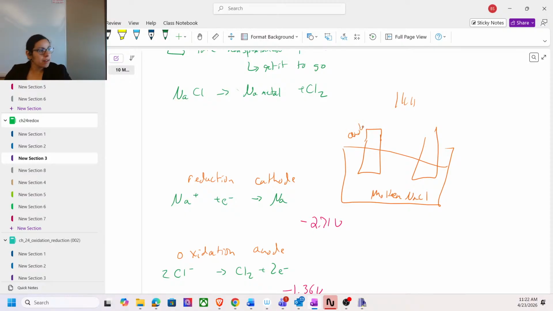But this is our anode, and then electrons are going. And then this would be our cathode. And so at our anode, this reaction is occurring, and we'd be getting chlorine gas. And again, in industry, they'd of course be collecting this, that's a valuable product. And then at our cathode, sodium is coming out. All right.